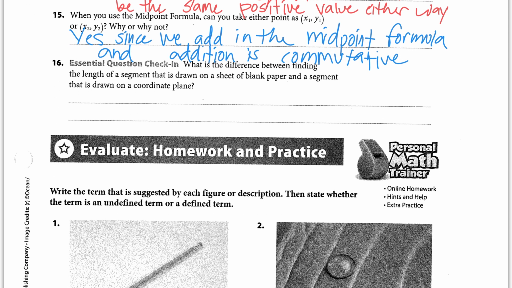What is the difference between finding the length of a segment that is drawn on a sheet of blank paper and a segment that is drawn on the coordinate plane? On paper, we use a ruler, but on the plane, we use the distance formula.